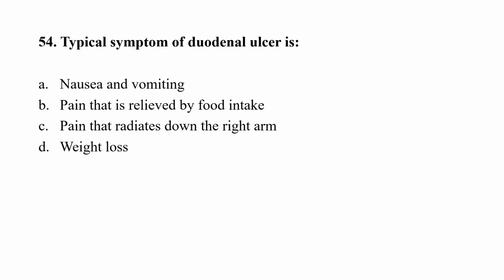Question number 54. Typical symptom of duodenal ulcer is: option A, nausea and vomiting, option B, pain that is relieved by food intake, option C, pain that radiates down the right arm, option D, weight loss. The correct option here, option B, that is the pain that is relieved by food intake. Duodenal ulcer tends to cause abdominal pain that comes several hours after eating, and this is due to the presence of acid in the stomach without food. So if a person who has a duodenal ulcer takes food or antacids, the pain gets relieved. So the correct option here is option B.